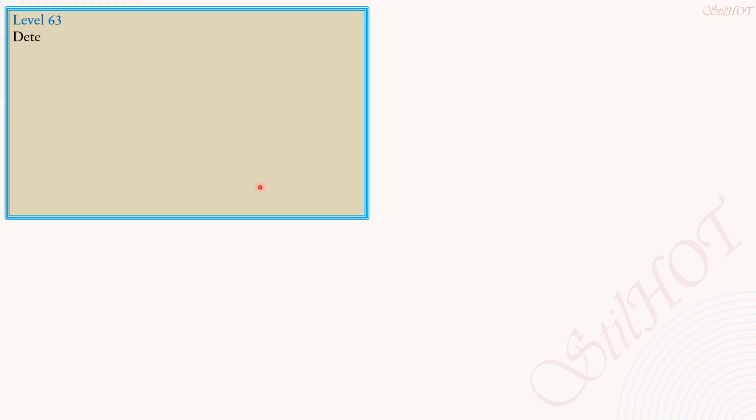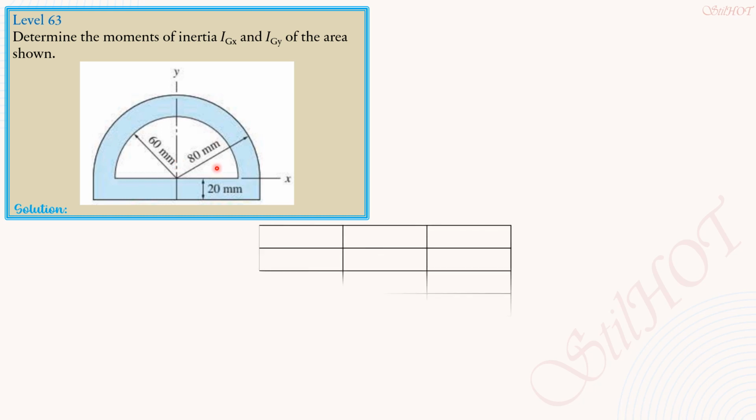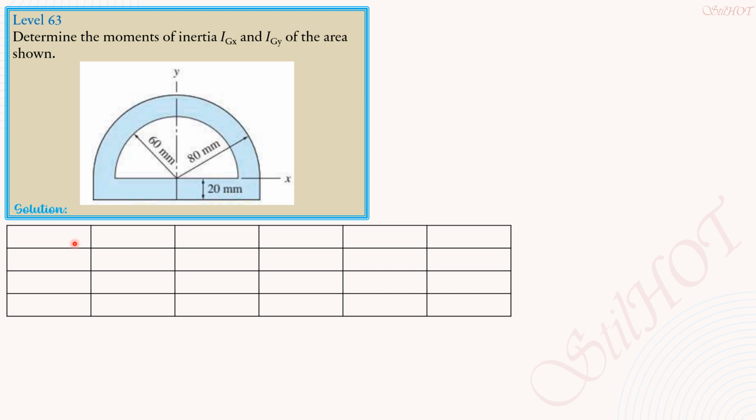Level 63, determine the moments of inertia, IGX and IGY of the area shown. So with respect to the centroid. So for our solution, let's tabulate the solution this time. So we have element, that's the centroid, which lies on the y-axis also by symmetry.